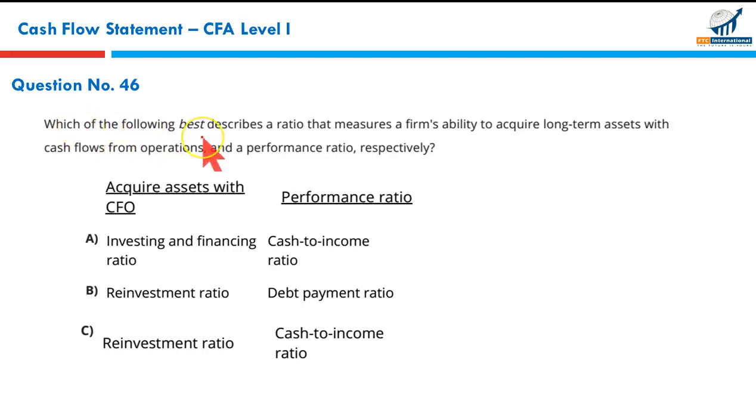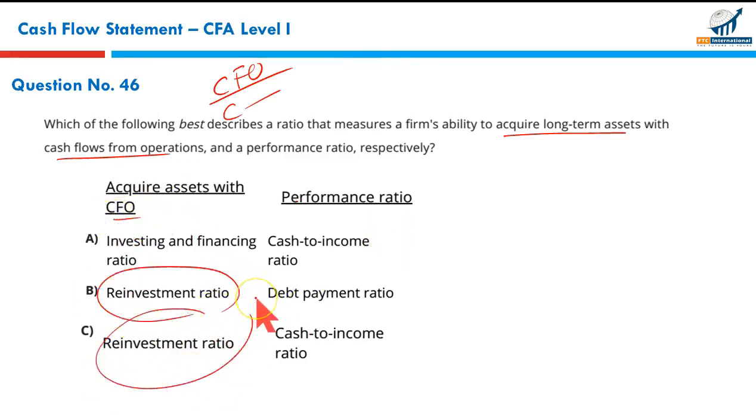Which of the following best describes a ratio that measures a firm's ability to acquire long-lived assets with the cash flow from operations? Of course, it's the reinvestment ratio. We have just seen that reinvestment ratio is cash flow from operating activities over cash invested in long-lived assets. So this is the ratio that measures the ability of the firm to acquire fixed assets with operating cash flow, either B or C. And second is a performance ratio. When you say performance, you're talking about income statement items, net income most probably.